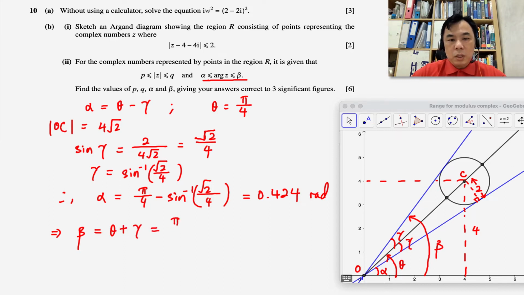We know that theta is pi over 4, and then we just need to add up with the sine inverse sec 2 over 4 there. And then from there, we are good to go here. All right, so I'm going to pause here. I'm going to work out the answer that we have here. All right, so let me work that out one more time.